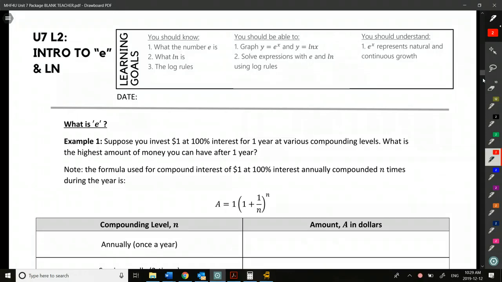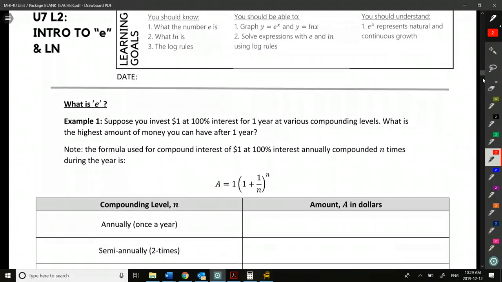But if I compound more and more and more throughout that year, we know that compound interest works in the sense that I actually earn interest on previous interest, right? So the more often I compound within that year, the more interest I'm able to earn on previous interest, okay?